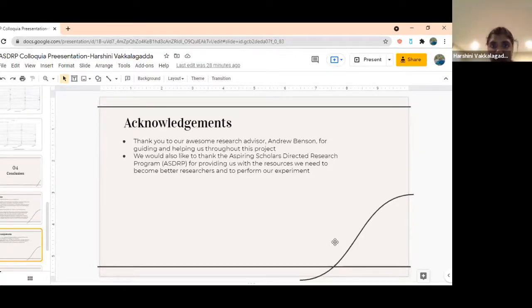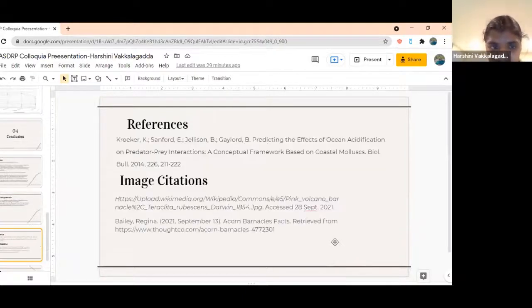And also, one more note about the data. We hope to collect more data as the semester goes on and find a more conclusive interpretation of the feeding trends of the barnacles.